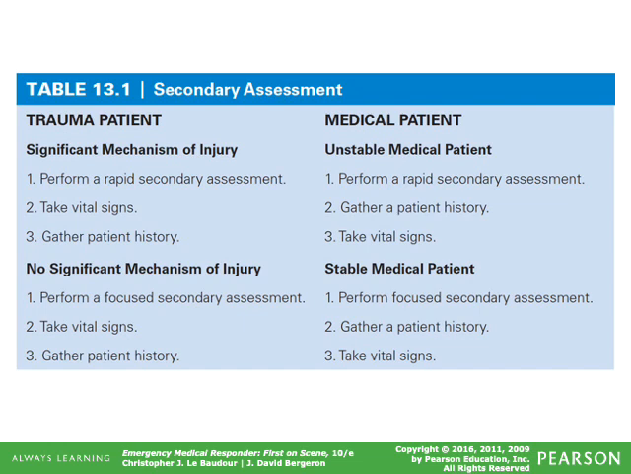It's in your book. You need to spend some time looking over it. We'll go over it briefly here. For a trauma patient, you're going to look for a significant mechanism of injury. If that is the case, you perform a rapid secondary assessment. You're going to obtain vital signs and gather patient history. If there's not a significant mechanism of injury, you're going to perform a focused secondary assessment.